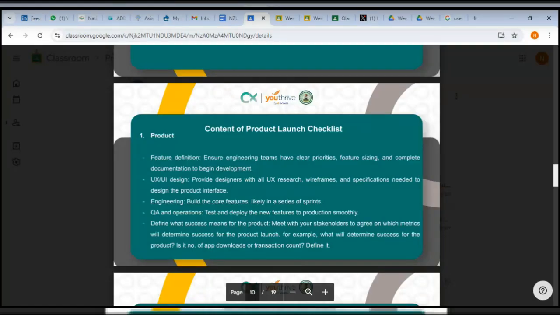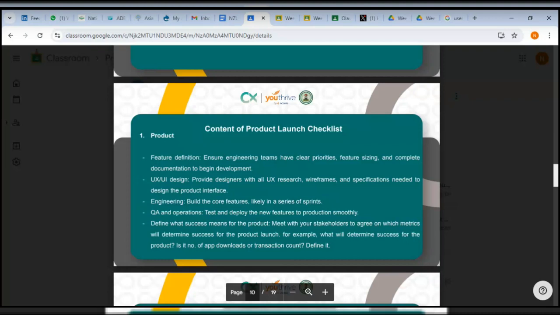So we talked about the feature definition. You want every single feature of your product defined, and also responsibility, ensuring that everyone on the engineering team is very clear on what the priorities are. What are the first things we want to do? What are the first features we want to implement? And what do we want them to look like?